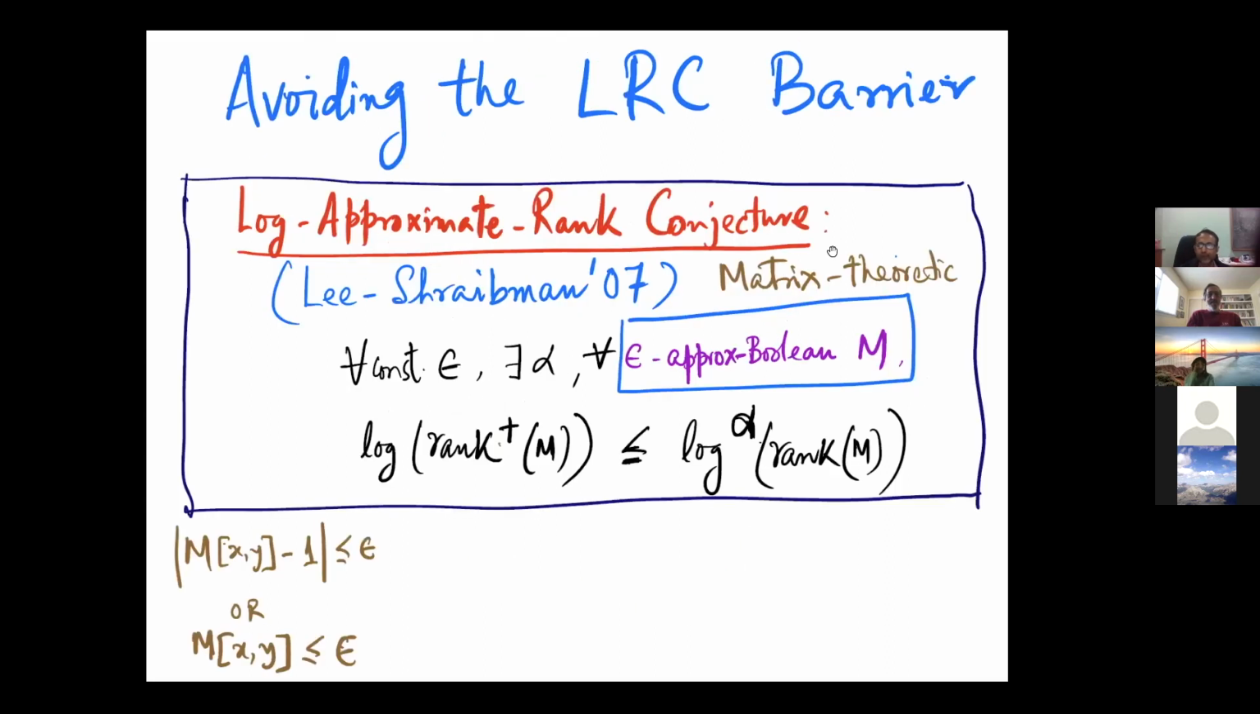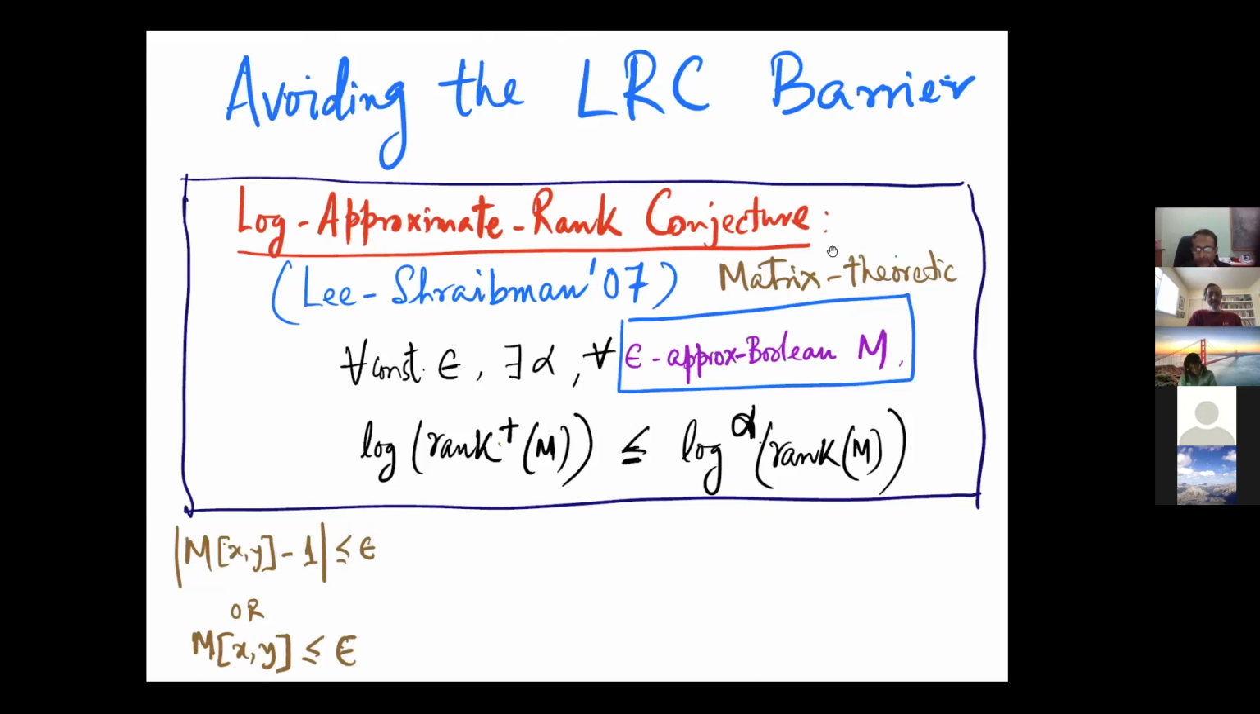And the way we will avoid it is to go to another conjecture. We can't deal with 0, 1 polynomials, which have 0, 1 coefficients, because then the log rank conjecture comes in. So we want to deal with polynomials that have almost 0, 1 coefficients, not quite 0, 1. And there is a version of the log rank conjecture that is relevant here, which is called the log approximate rank conjecture, which was made much later in a formal way by Lee and Shraibman from 2007.